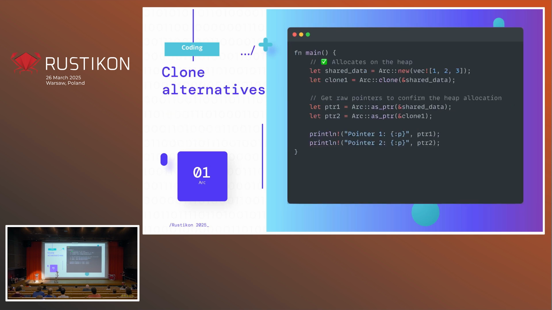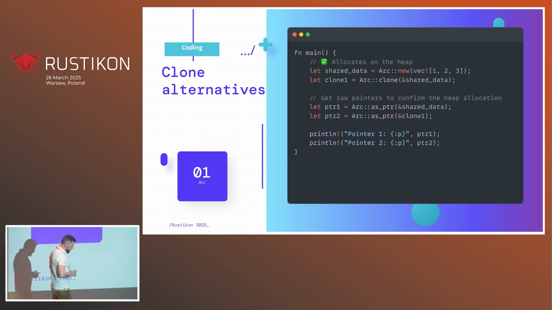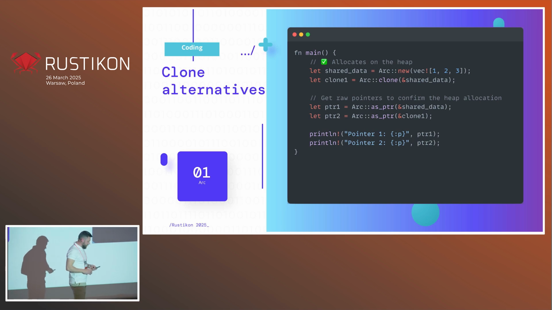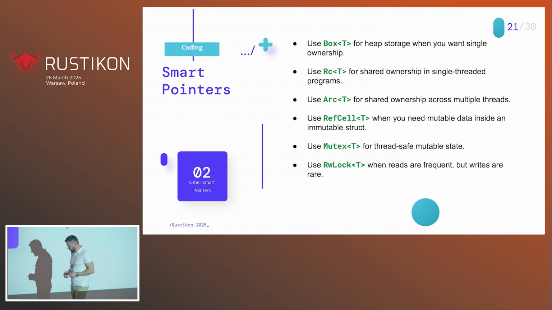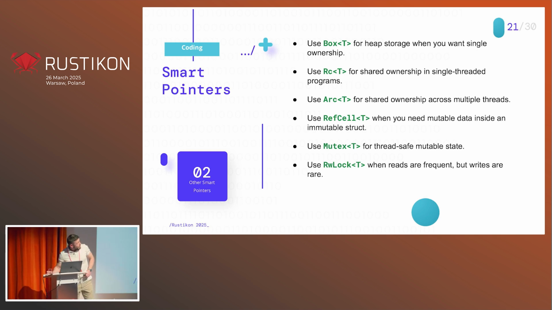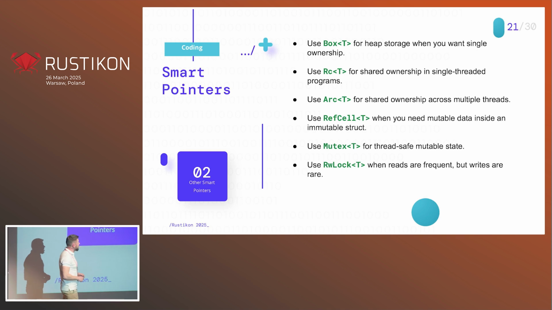But there are other tools to help you avoid excessive cloning. One of those is Arc, one of the smart pointers, where you will end up placing stuff on the heap, like in this example with vec![1, 2, 3]. But when you clone, you are not actually deep cloning the data, you are just increasing the reference count. So in this example, both pointers will point to the same memory location. And Arc is just an example, but you have many others. There are multiple smart pointers you can use to avoid excessive cloning and think about your code differently. Box is here just for brevity, but you have Rc for single-threaded environments, Arc for multi-threaded, Mutex, which you can mix and match, etc.